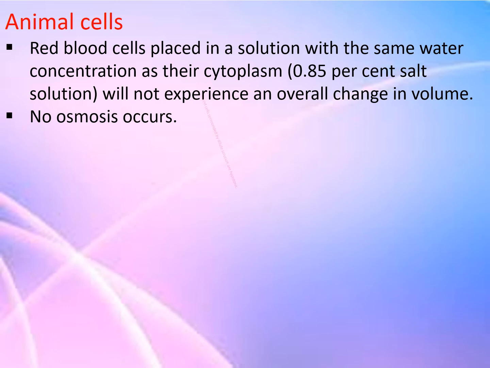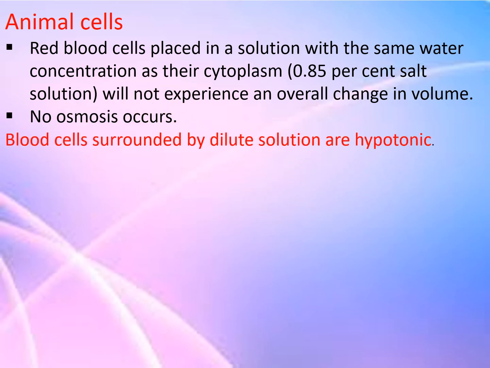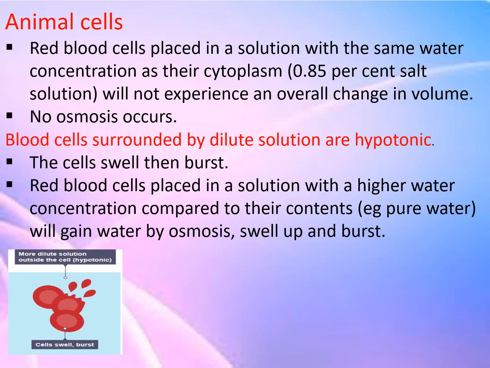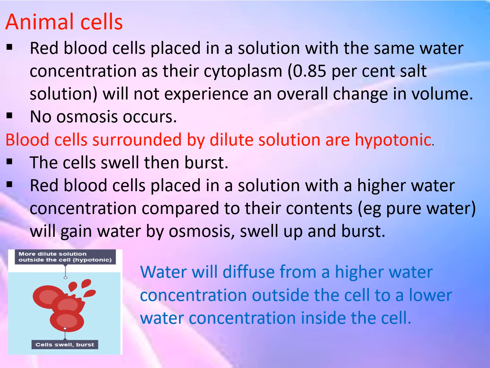Now, when we put these red blood cells in a dilute solution, see what will happen. The cells will burst, isn't it, children? A red blood cell placed in a solution with a higher water concentration, compared to the contents, like pure water. What will happen? From the outside, water enters the red blood cells through the membrane. They will gain water by osmosis, swell up and burst. You can see the picture. Water will diffuse from a higher water concentration outside the cell to a low water concentration inside the cell. Because of that, the cell will burst.